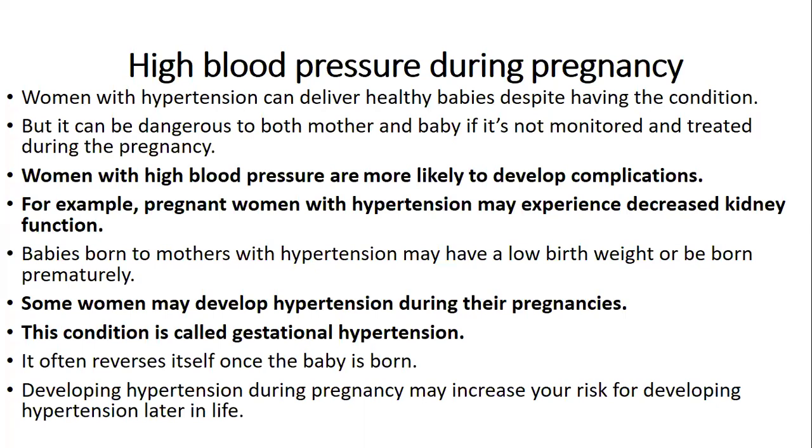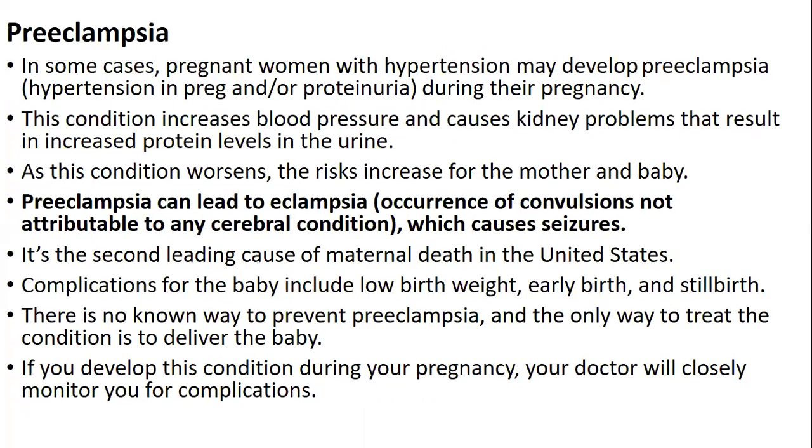So there is this type of hypertension which just comes about when you're pregnant, and immediately after they deliver, it goes. Some women may develop hypertension during their pregnancies. This condition is called gestational hypertension. It often reverses itself once the baby is born. Developing hypertension during pregnancy may increase the risk of developing hypertension later in life. So once that starts happening, it may bring about a future hypertension diagnosis, which may be lifelong.